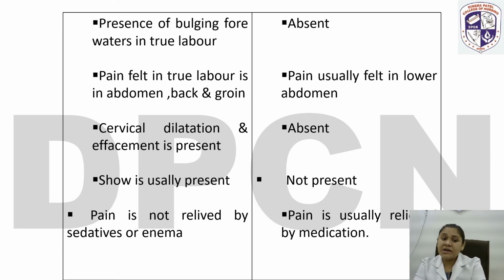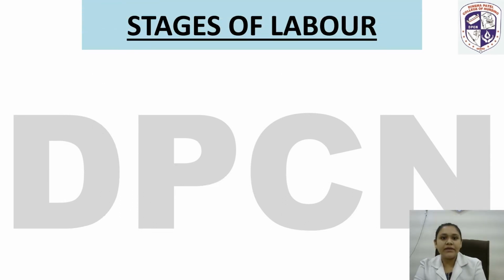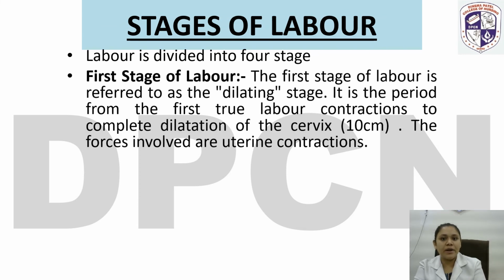The pain is not relieved by sedatives or enema, right? Because it is a contraction pain. Contraction pain is happening due to cervical dilatation. So in false labor the pain is relieved by medication also. So these are the differences between true and false labor.